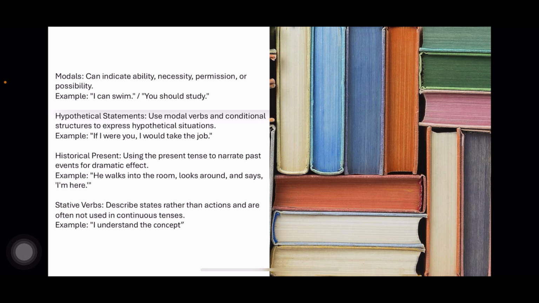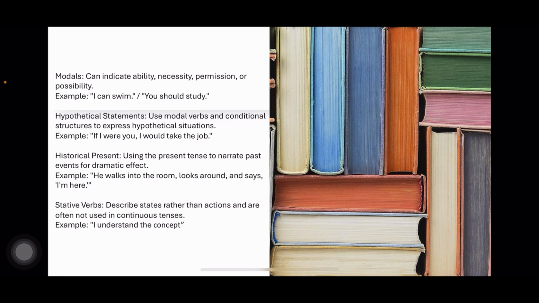Hypothetical statements. Use modal verbs and conditional structures to express hypothetical situations. Example, if I were you, I would take the job. Historical present. Using the present tense to narrate past events for dramatic effect. He walks into the room, looks around and says, I am here. So it creates a dramatic effect.